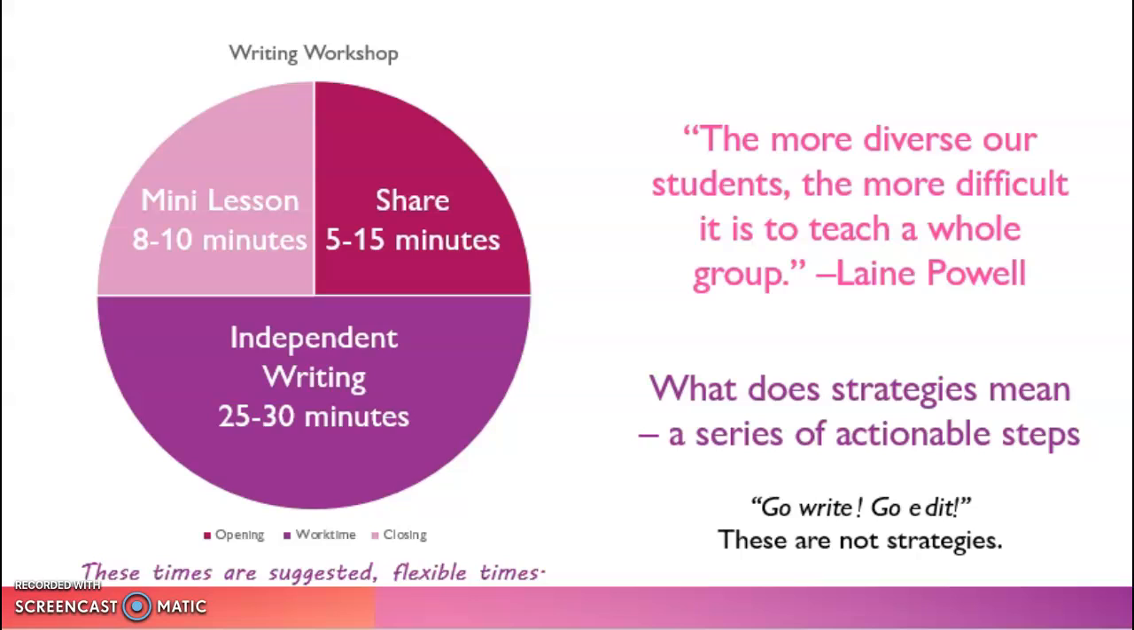Here is an example of how your mini lesson time should be broken down. Your mini lesson should be a total of 8 to 10 minutes. You have independent writing, 25 to 30 minutes, and then you have a time to share at the end, which is 5 to 15 minutes. Remember that the more diverse our students are in the classroom, the more difficult it is to teach a whole group. Every lesson will not look the same for each classroom.